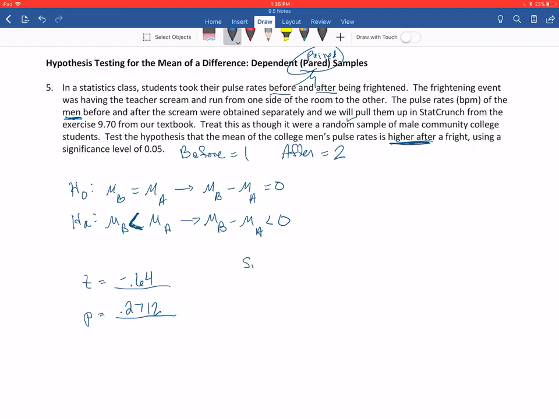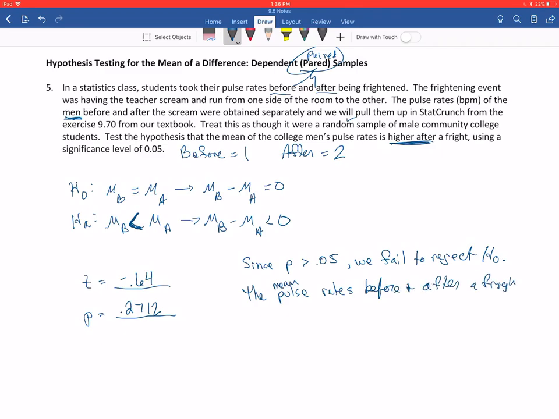And based on that, what's my conclusion? Well, since the p came back actually much bigger than alpha, much bigger than 0.05, we're going to fail to reject the null. So we're failing to reject the idea that they are the same. So we can just simply say the pulse rates, or the mean pulse rates before and after a fright are the same.